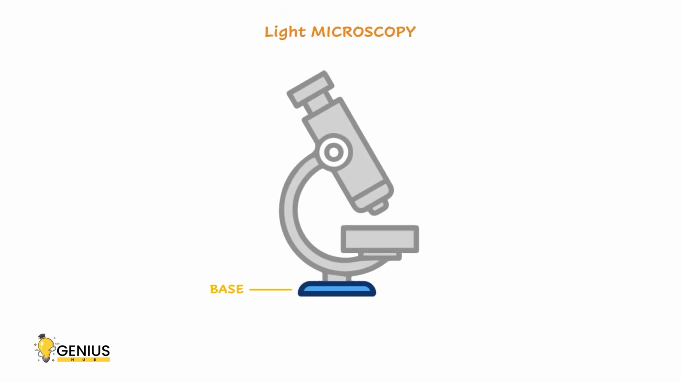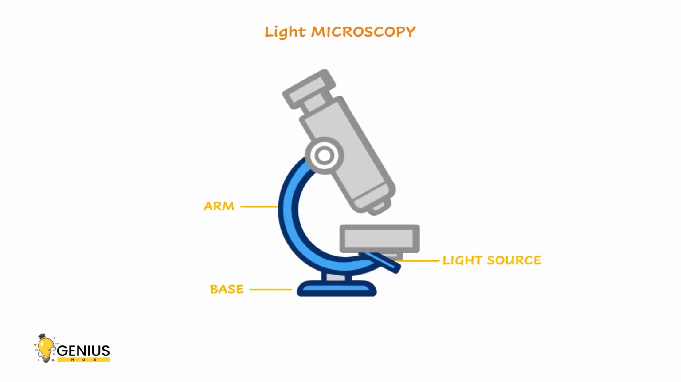The base at the bottom supports the microscope, and the arm connects the top and bottom. There is a light source, which might be a lamp, but in this case, it's a mirror reflecting room light. Above it is the stage, where we place the microscope slide. The top part contains the lenses.